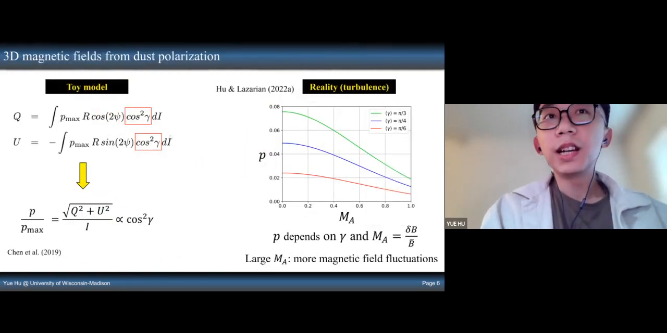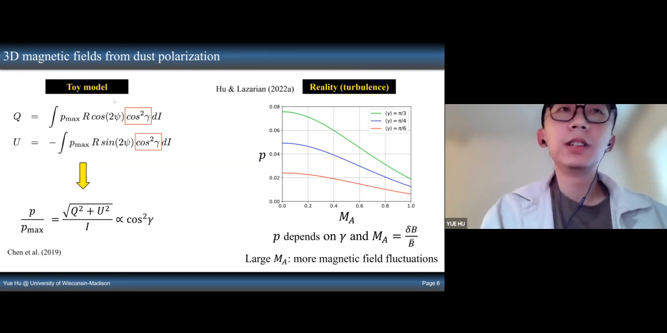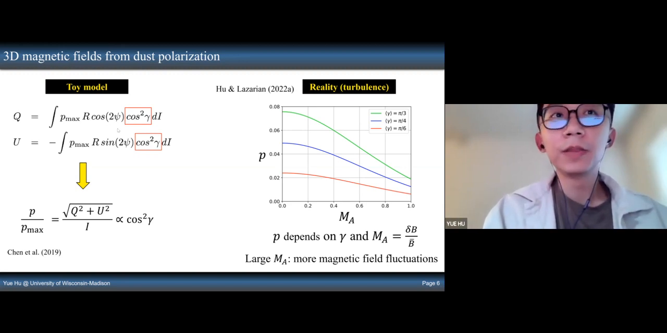So what about the inclination angle of the magnetic field with respect to the line of sight? If we take a close look at the Stokes parameters Q and U, we see that the information of the inclination angle gamma is incorporated in the Stokes parameters. If we assume a very toy model, a homogeneous magnetic field without any fluctuations, the Stokes parameters, or the polarization, can actually give us the information of the inclination angle gamma.